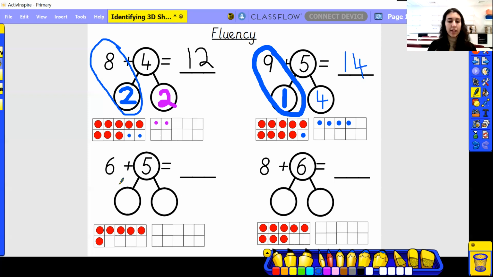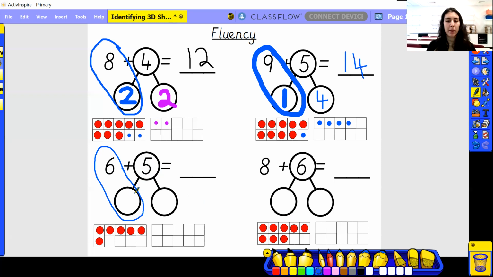Okay, let's have a look at this one then. 6 plus 5. So I'm starting with 6. I've got 6 counters on my tens frame, and I'm going to add 5. I'm not going to add 5 all in one go. I am going to partition my 5 into 2 smaller numbers.